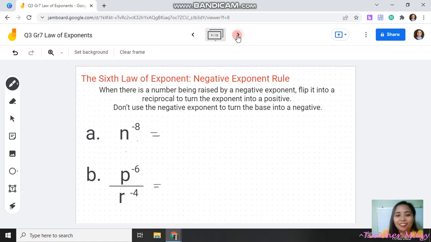Next is for the sixth law of exponent. So the negative exponent rule.